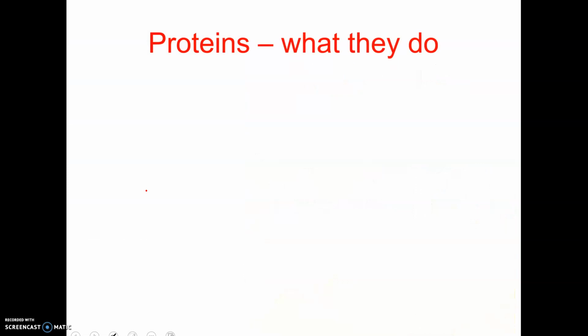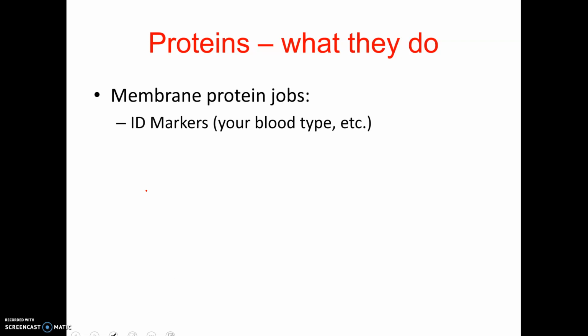So what do the proteins do? Why do we have those proteins stuck in there? Well, they actually have a lot of different jobs. I mentioned ID markers. So for example, your blood type is determined by specific proteins on your red blood cells that identify your blood type as being A positive or B negative. And there are other proteins that also, this is why you can't just get a kidney transplant from anybody. They're looking for somebody that's like a tissue match.